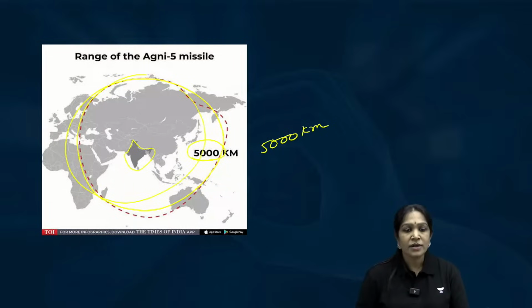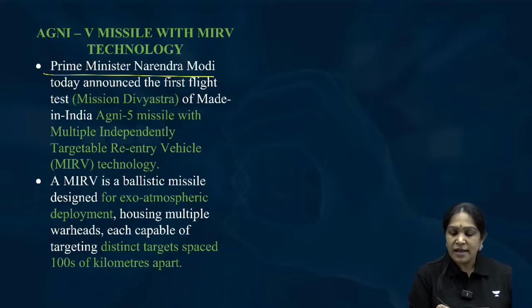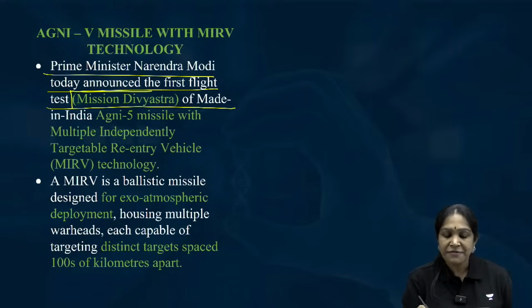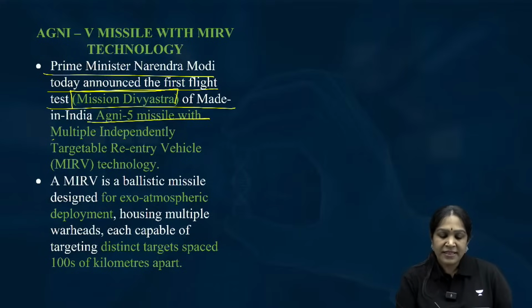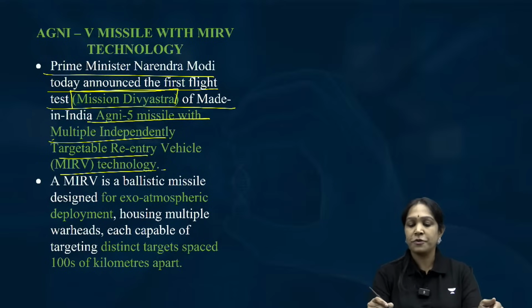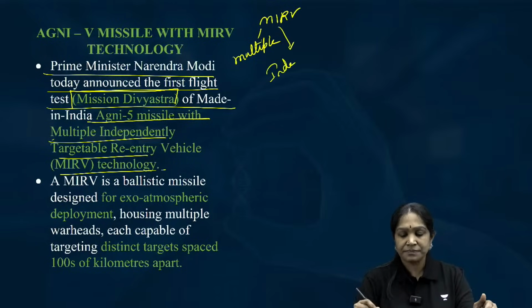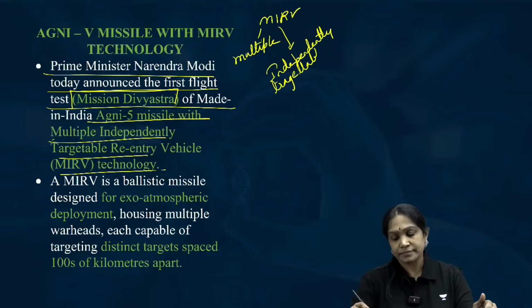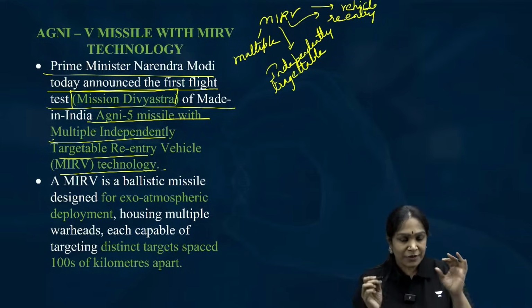Is it clear? It is an intercontinental ballistic missile, right? And the Prime Minister announced the first flight test, Mission Divyastra. What is Mission Divyastra? The first flight test of Agni 5, with MIRV technology. So what do you mean by MIRV? Multiple, independently targetable, re-entry vehicles. Do you know this?